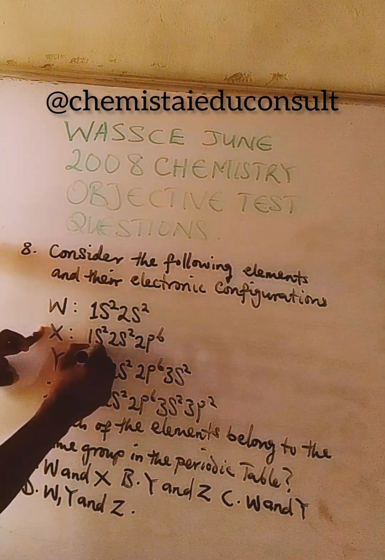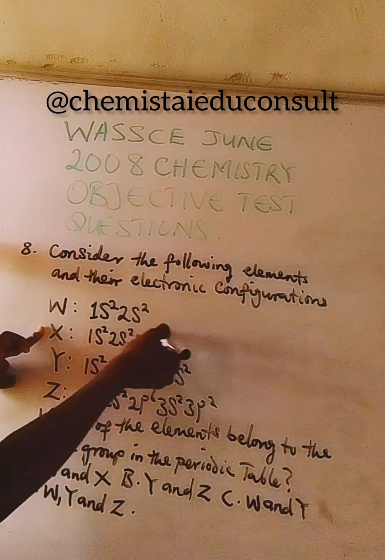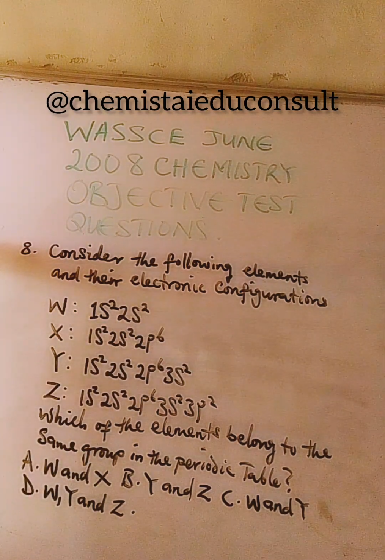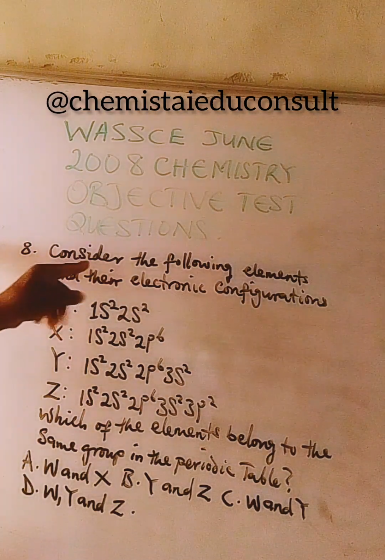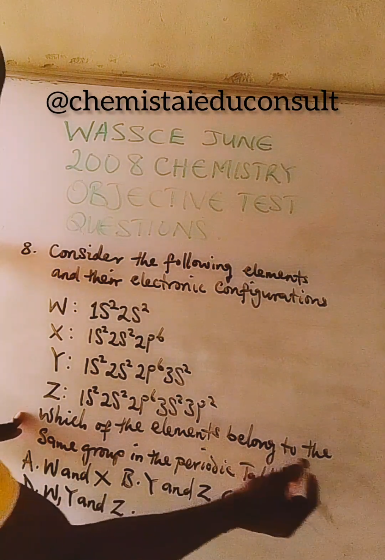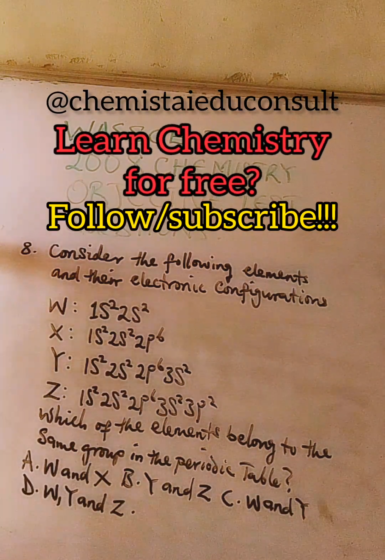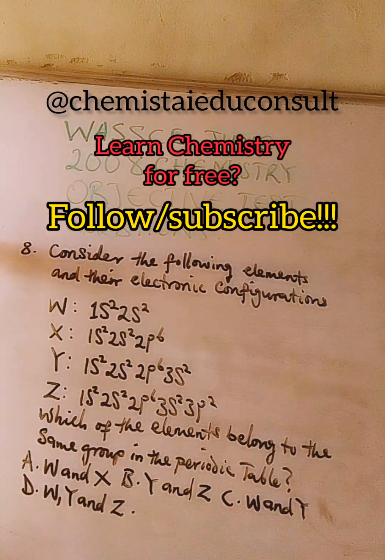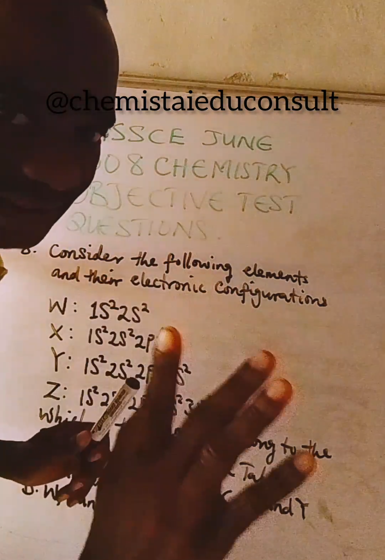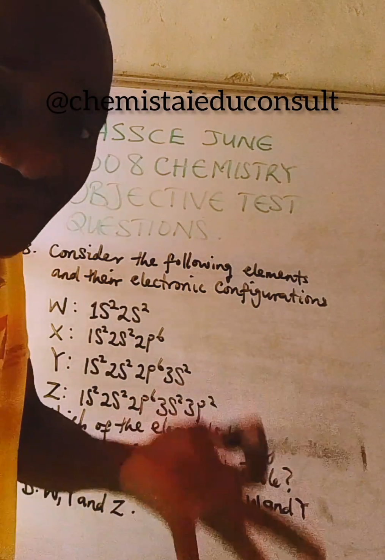X has first shell, S orbital, second shell, S orbital, second shell, P orbital. And these are numbers of electrons. That is electronic configuration. Now, the question is saying, which of the elements belong to the same group in the periodic table? From here, to get the group in which the element belongs, you check the last shell, then pick the number of electrons in the last shell, meaning the valence electron.